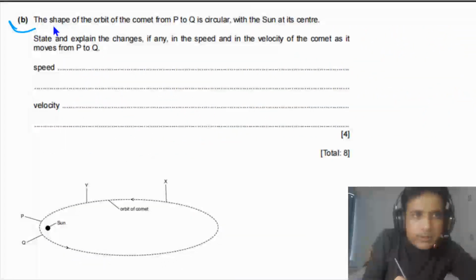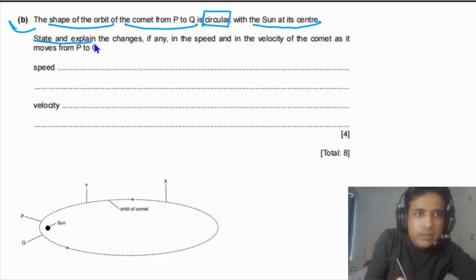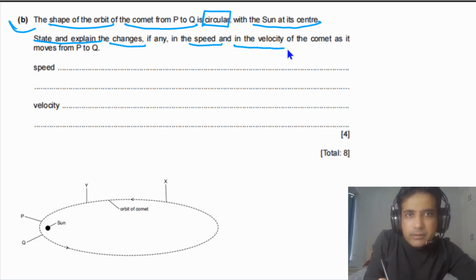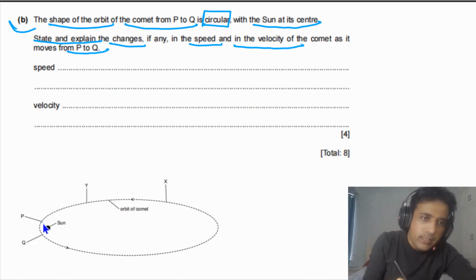For part B, it is given to us the shape of the orbit of the comet from P to Q is circular with the sun at its center. State and explain the changes, if any, in the speed and in the velocity of the comet as it moves from P to Q. So the first thing we need to understand, it is given to us that the orbit from P to Q is circular.